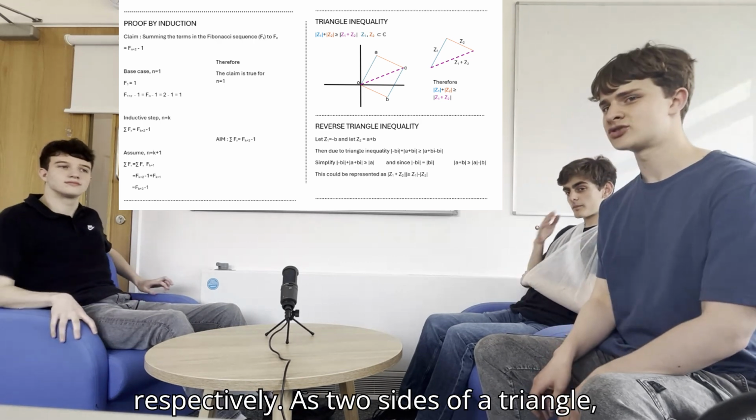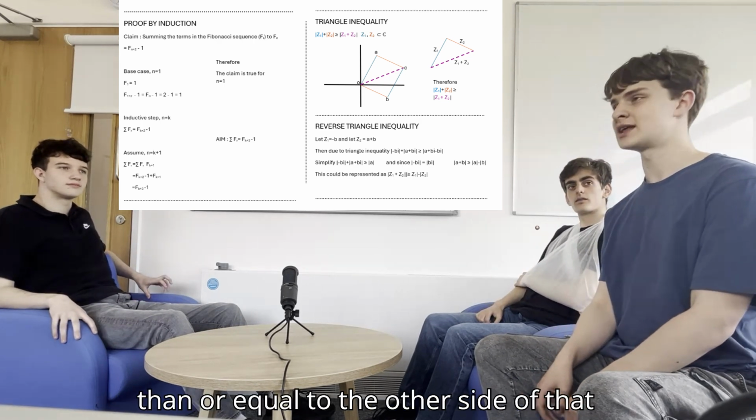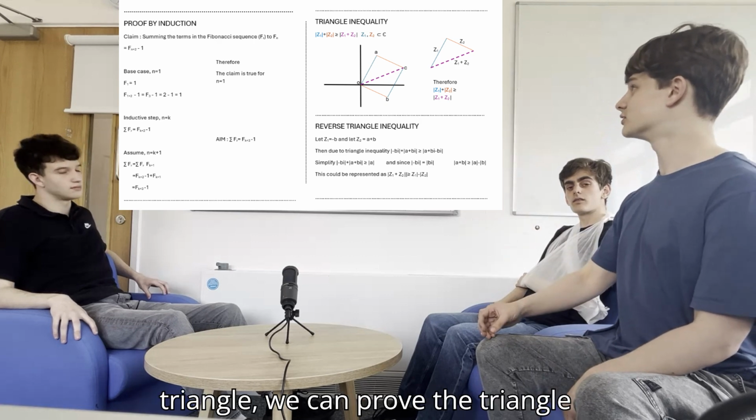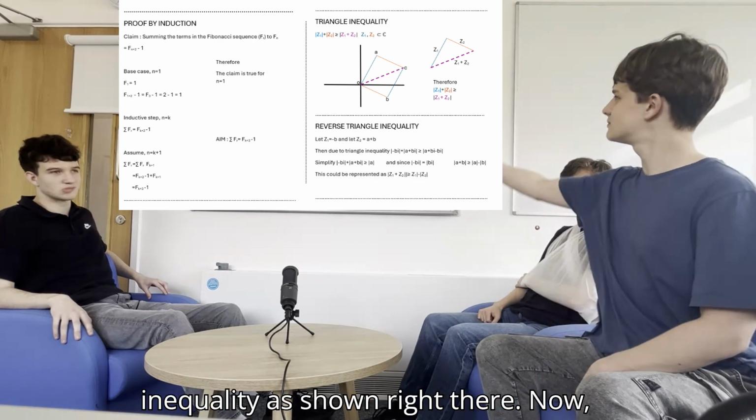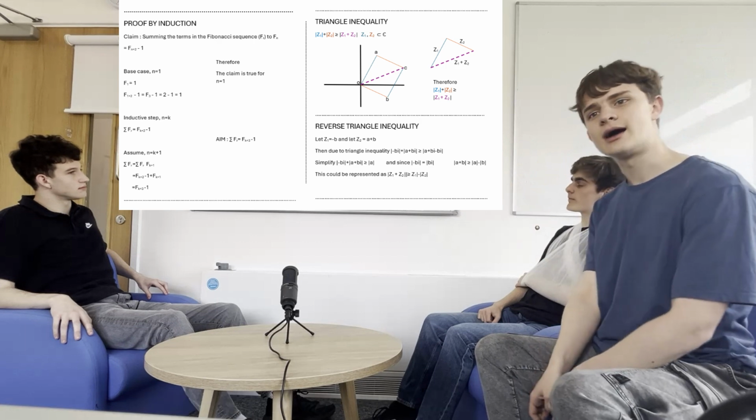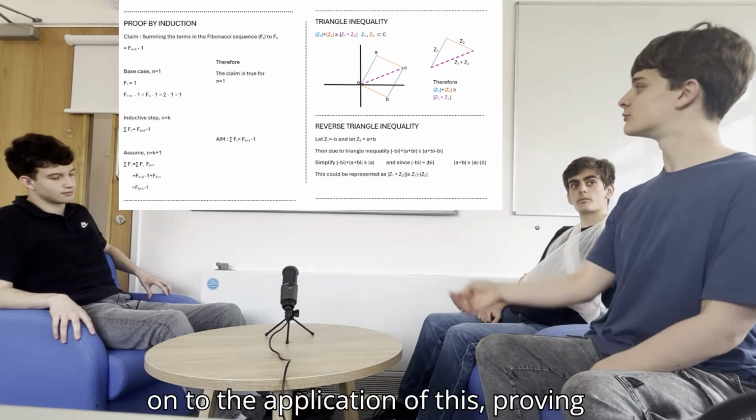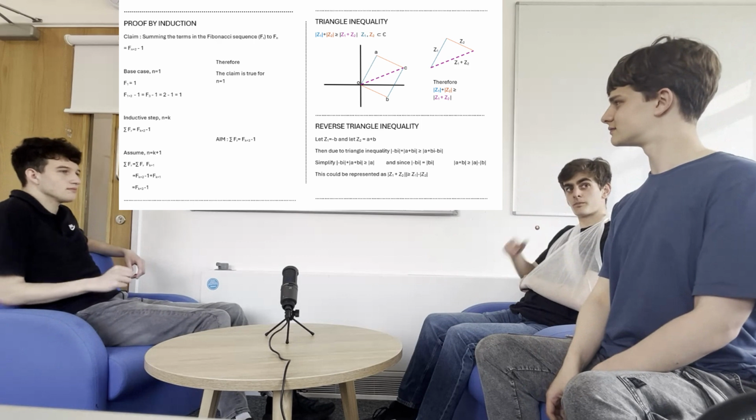As two sides of a triangle, when summed together, are always greater than or equal to the other side of that triangle, we can prove the triangle inequality, as shown right there. Now, onto the application of this, proving the reverse triangle inequality.